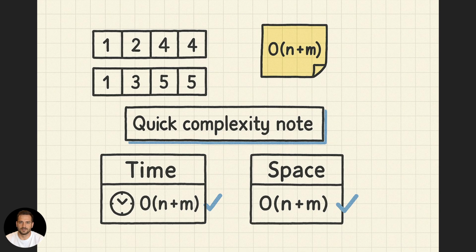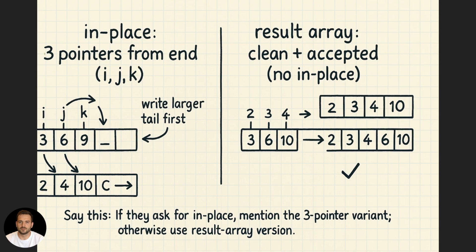Quick complexity note, you can say out loud. Time, O of n plus m, where n and m are the lengths of the two arrays. We touch each element once. Space, O of n plus m for the output array. If an interviewer asks for in-place merging into a pre-sized first array, mention a three-pointer variant from the end. Write the larger tail first. Otherwise, this result array version is the clean, beginner-friendly answer most interviewers accept when no in-place constraint is stated.